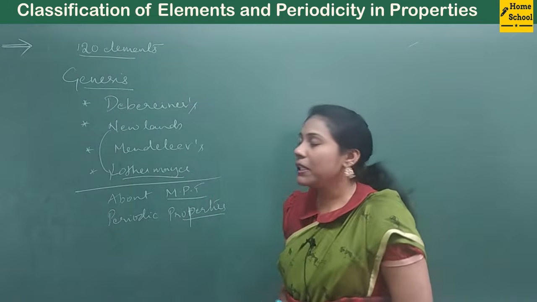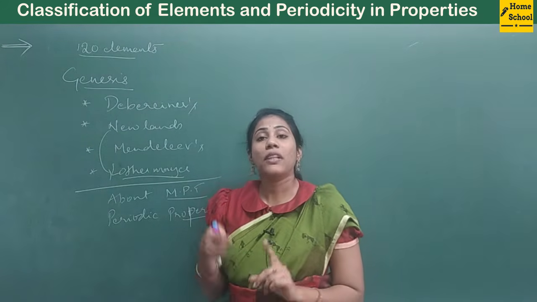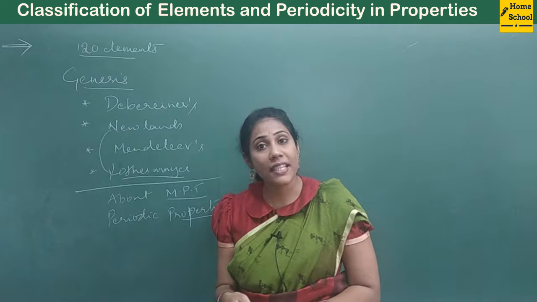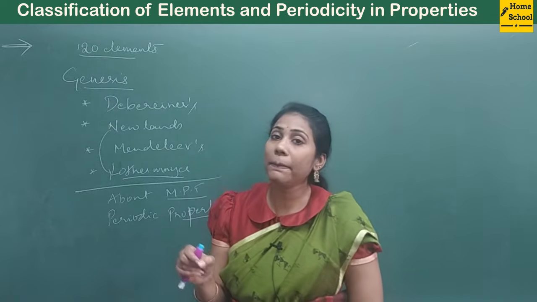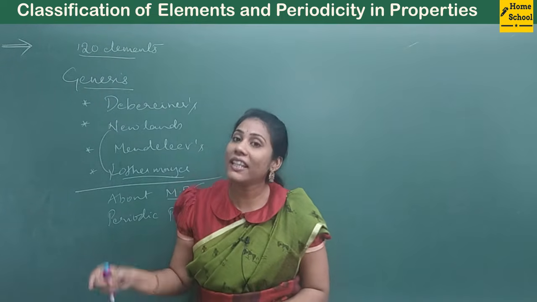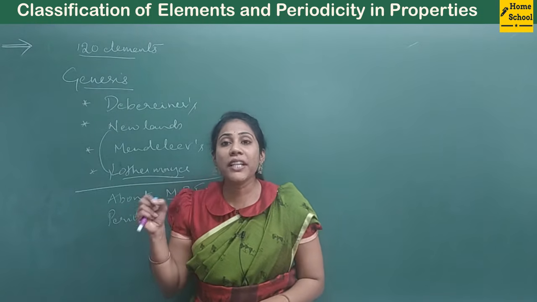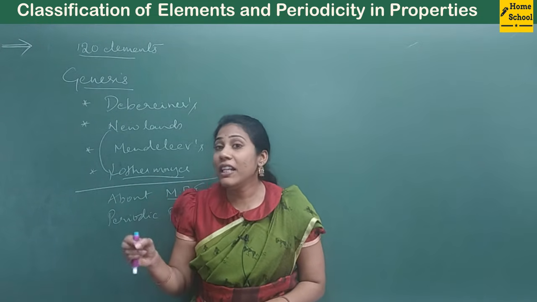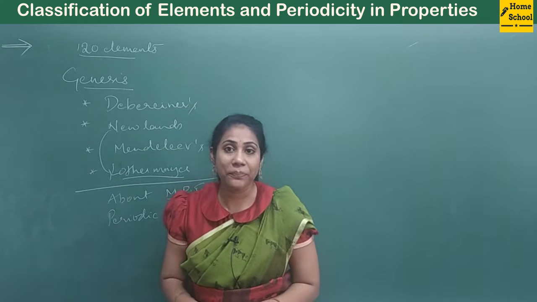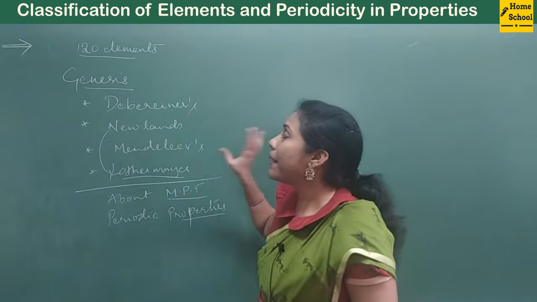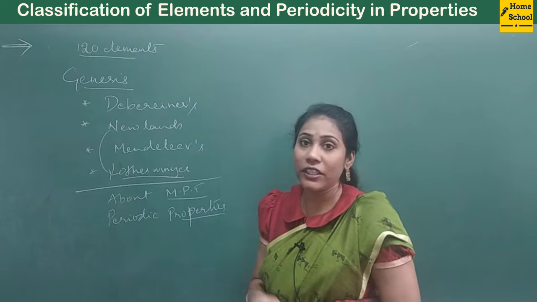Under periodic properties, we study about atomic size, ionic size, ionization enthalpy, electronegativity, valency, electropositivity, and many more things. So each and every property we will have to discuss in a detailed way, right? So this is something about the chapter that we are going to study.